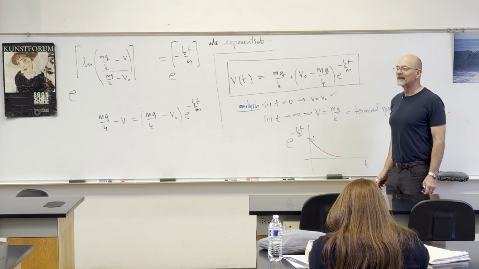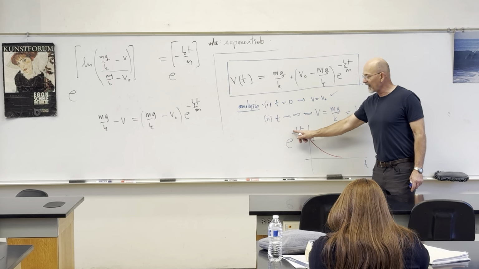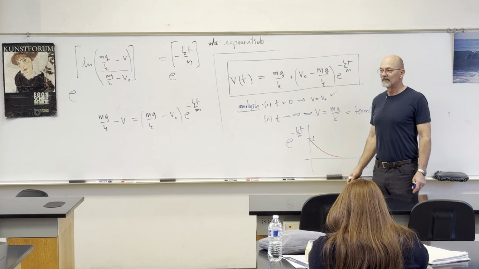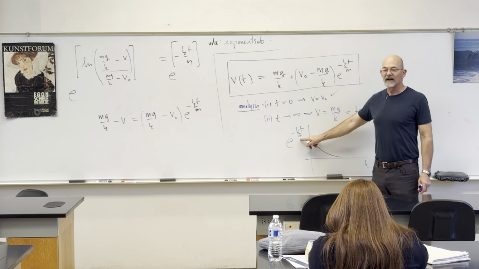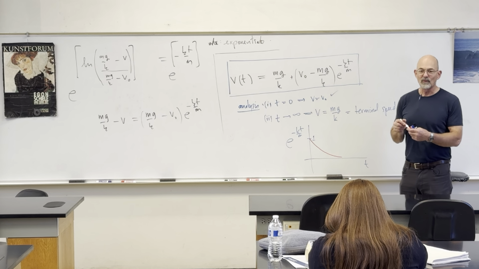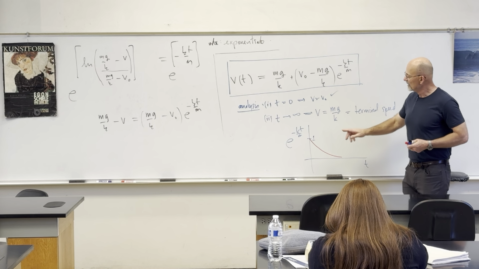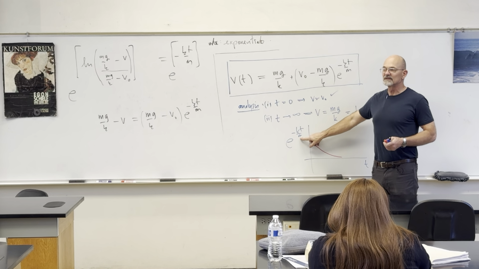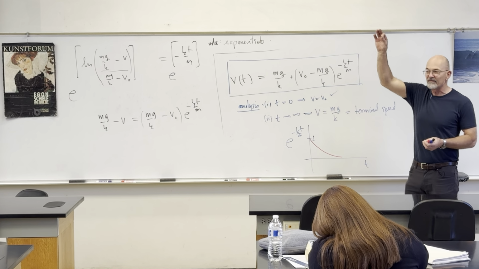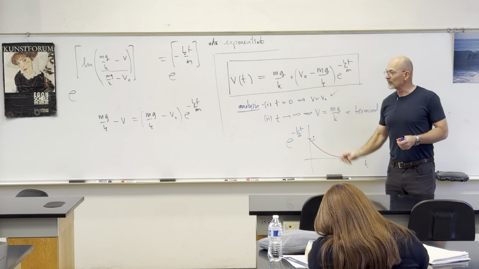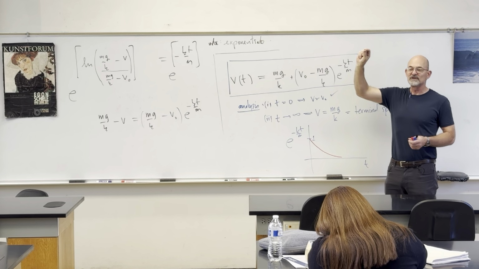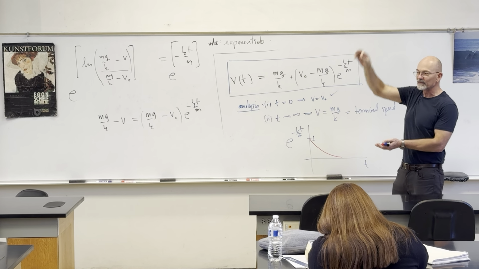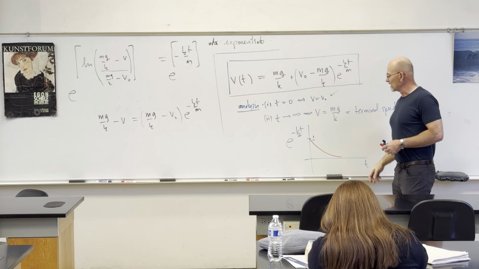Higher k, for example. Larger k, or lower m, smaller m. Larger k means a higher frictional coefficient, and lower m means less inertia. Right? So this makes sense. If you drop a feather as opposed to an equivalently shaped piece of metal, the metal will go faster than the feather.